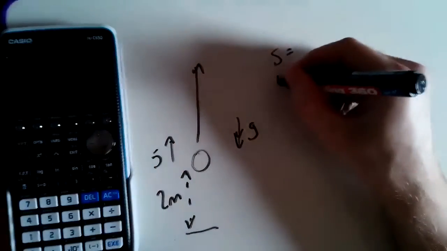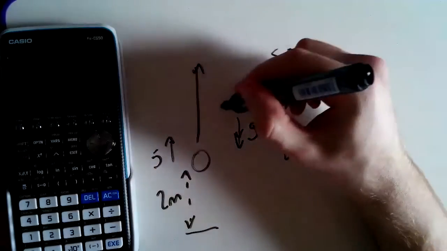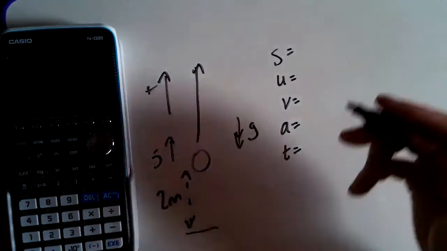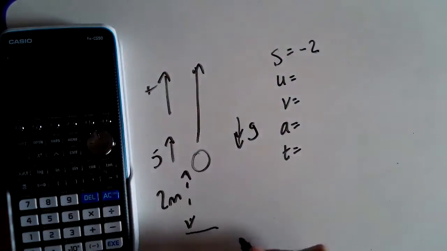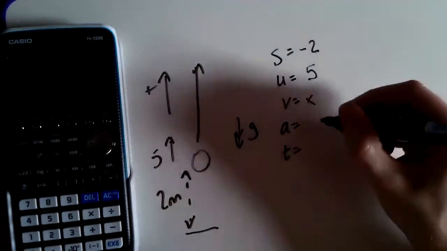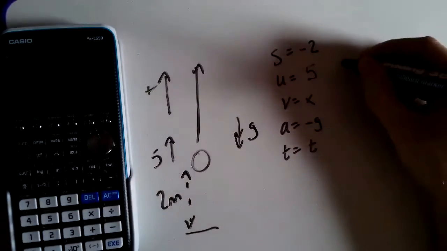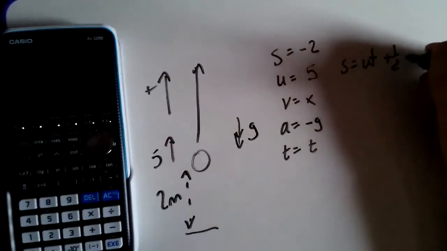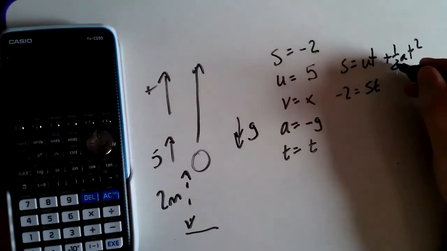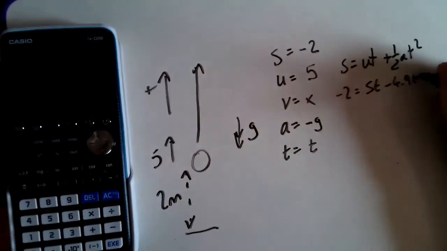So if I try and do a suvat, I need to remember to choose which way is positive. So ball's going up initially, so I'm going to make up my positive. So s, from here to when it hits the ground, s is minus 2, and this goes down by 2. u is 5. v, I don't know the speed on the ground. a is minus g, it's going down, and t is what we're trying to find. So look at the formula, this is ut plus half at squared. Sub it in, minus 2 is 5t, plus half times minus 9.8, so minus 4.9 t squared.